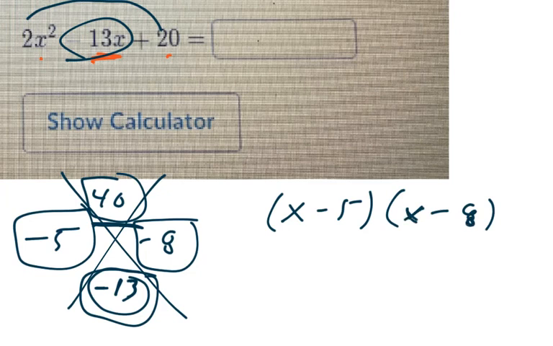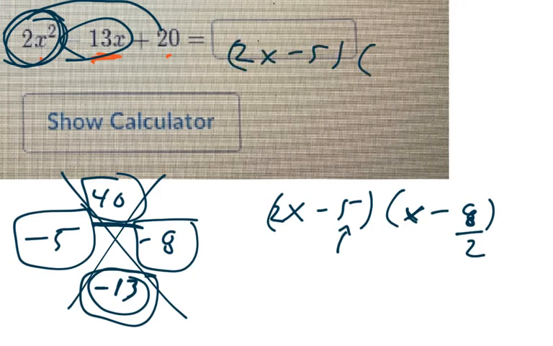And I'm not done because of the 2x squared. I can't divide 5 by 2, but I can divide 8 by 2, which means I'm going to times that first factor by 2, right? So here's my answer, 2x minus 5 times x minus 4. Don't forget, like I almost did last problem, guys, divide it. 8 divided by 2 is 4.